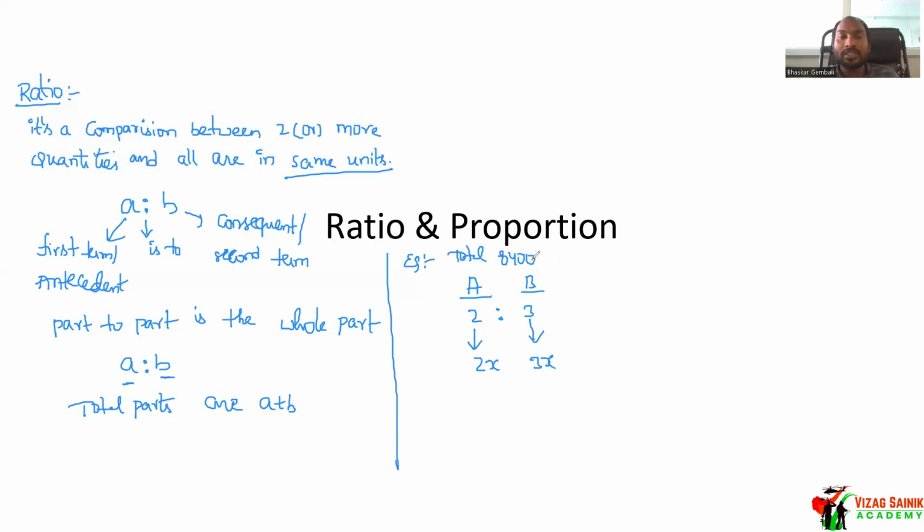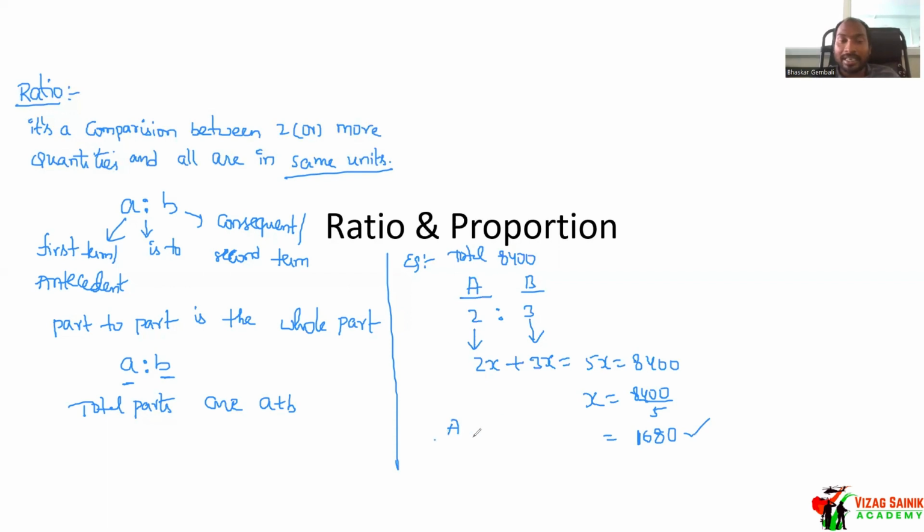Now total how much is there? 8,400. So 2x plus 3x, total 5x equal to 8,400. Then x equals 8,400 by 5, which is 1680. So x is nothing but 1680.